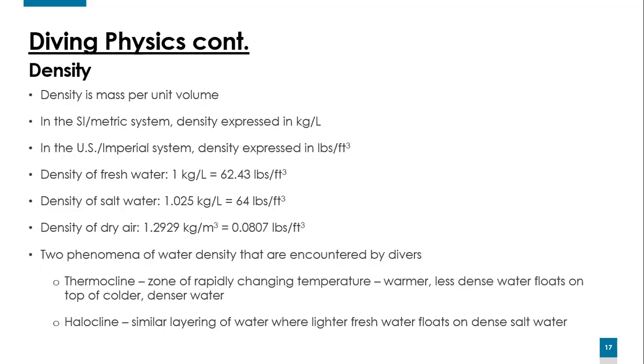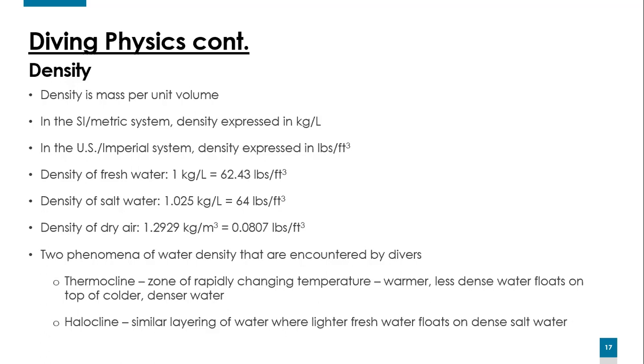All right, so we look at the density of fresh water. It's 1 kilogram per liter, or 62.43 pounds per cubic foot. Density of salt water is 1.029 kilograms per liter, or 64 pounds per cubic foot. The density of dry air is 1.2929 kilograms per cubic meter, or equal to 0.0807 pounds per cubic foot.